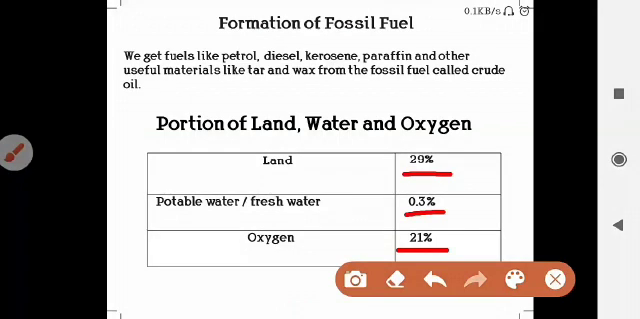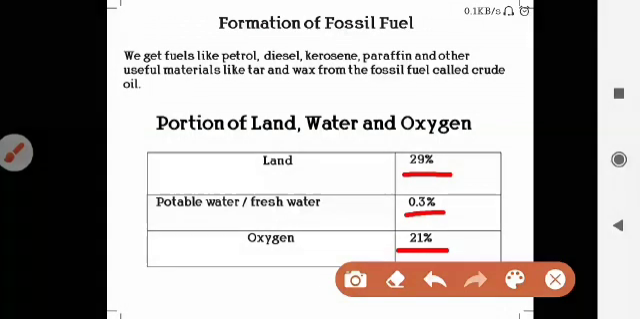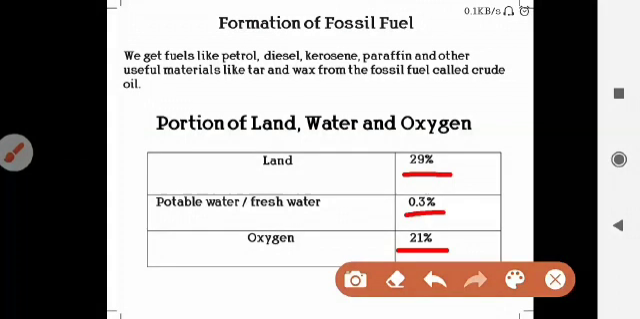Can we live without oxygen? No, oxygen is necessary. So how can we increase oxygen in the environment? If we plant more and more trees like banyan, we get more oxygen. Now just look at the portion of fresh water. It is only 0.3%. So we have to use fresh water carefully. We should not waste water.